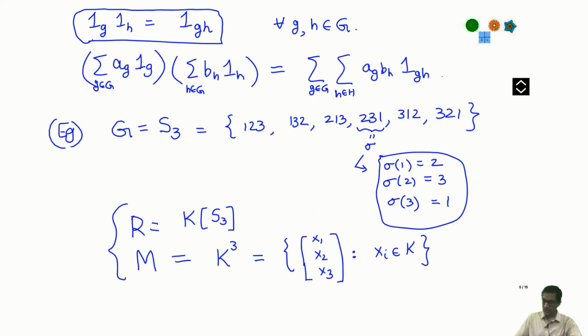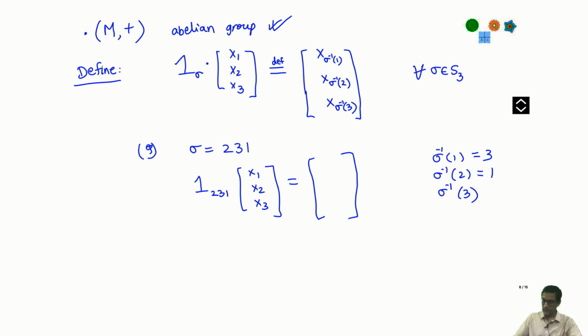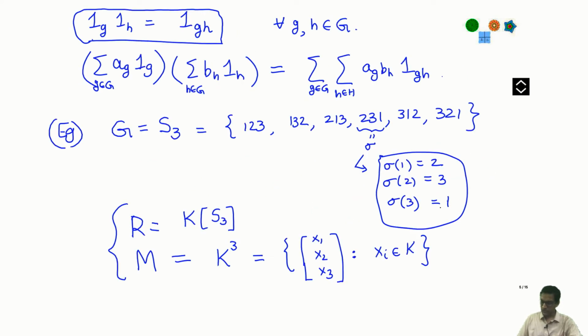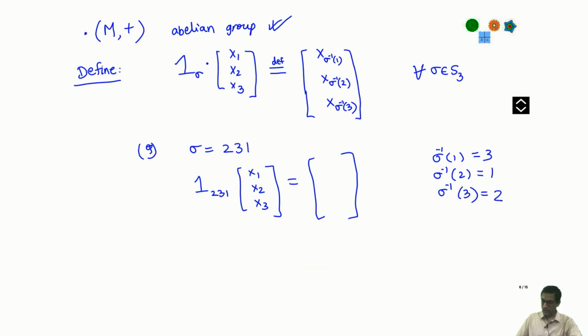Okay, so let's go back up again. Sigma inverse of 2 is, upstairs here, 1. And sigma inverse of what's left? Sigma inverse of 3 is 2. Okay, so that's what it does. So let's just see what that means. This is x3 on top, x1, x2. Okay, so the element 1 sub 231 acting on x1, x2, x3 gives me x3, x1, x2.